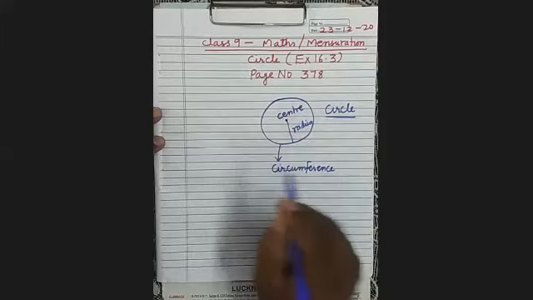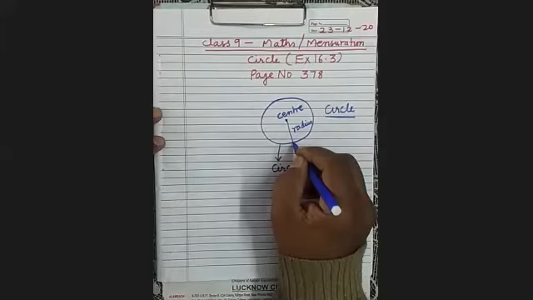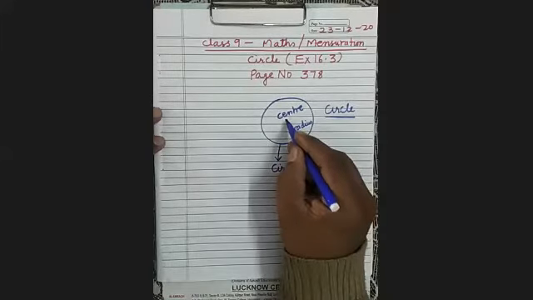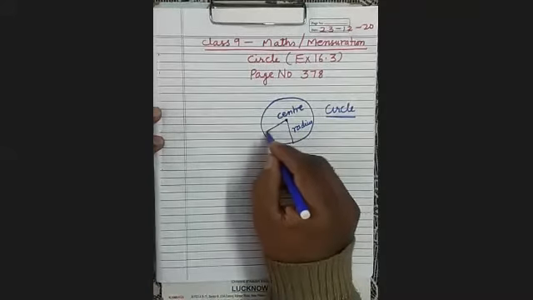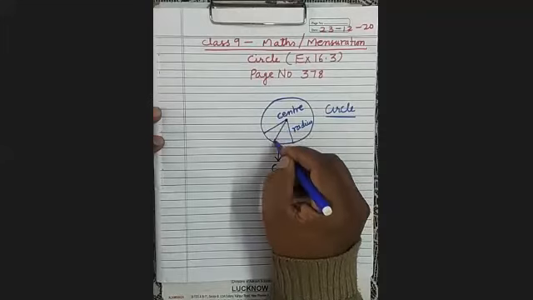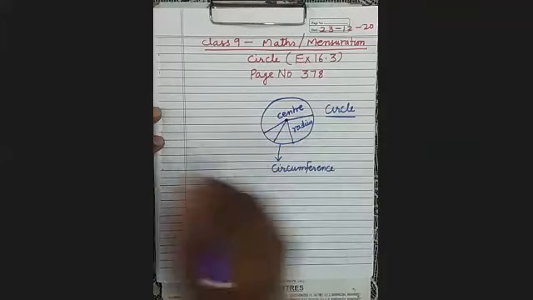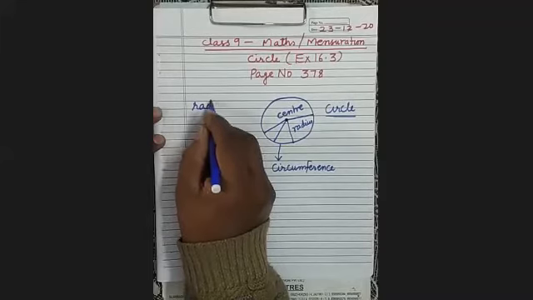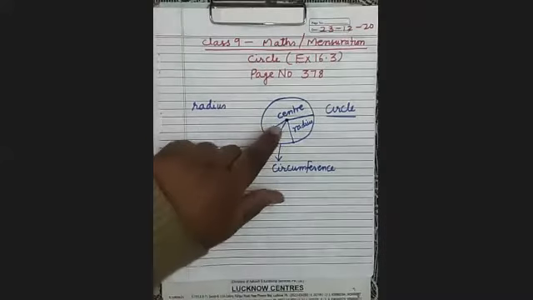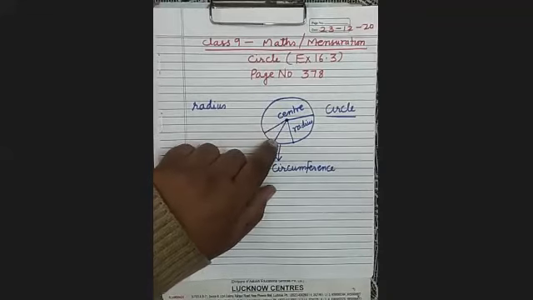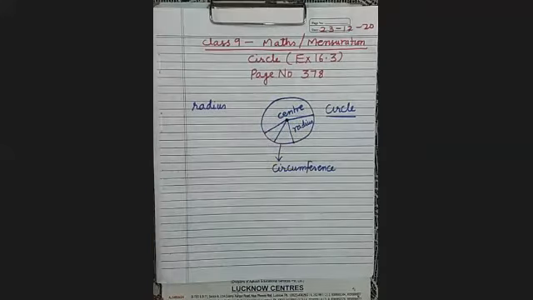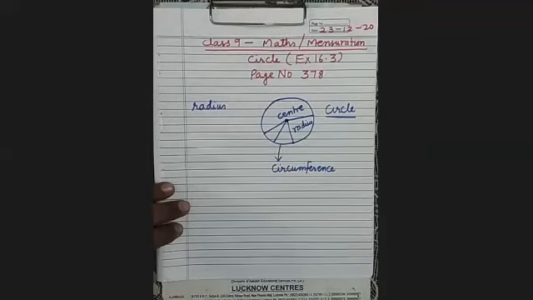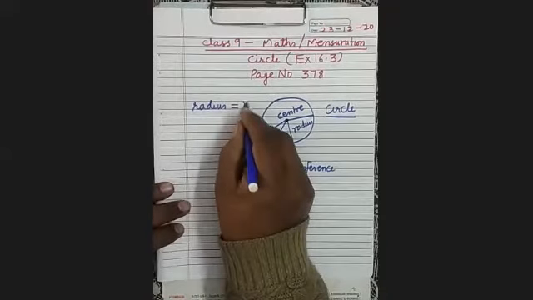Now see here, if you join center to any point of circumference, this line, it's clear? This line, all are radii. What is radius? It is a line segment joining center and any point on the circumference. That is called the radius, which we denote by small r.